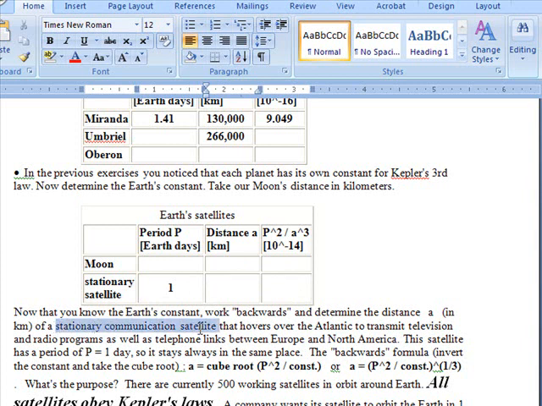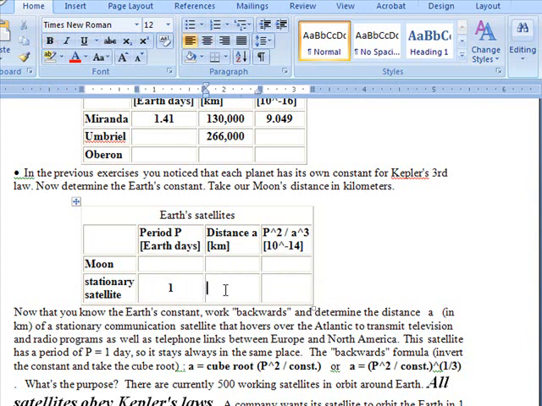Well, communication satellites, for example, they hover above the Atlantic to transmit television and radio programs, as well as telephone links between Europe and North America, for example. It could be above the Pacific between Asia and North America. In any case, they hover over there, and that means they have to orbit the Earth in just the same amount of time as the Earth is rotating. So 1 day, 24 hours. And you have to determine where do you put that satellite.